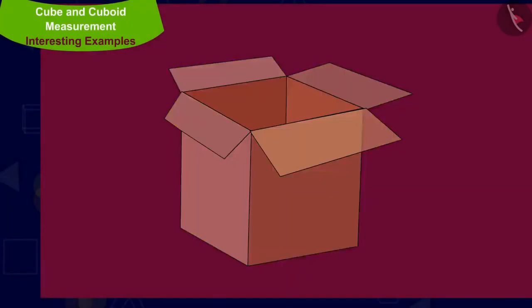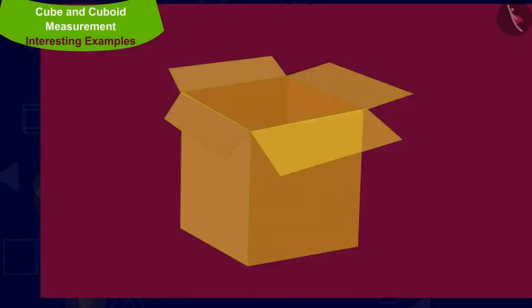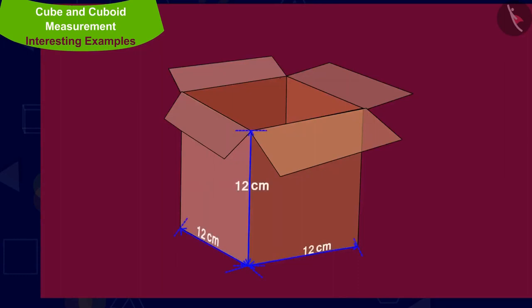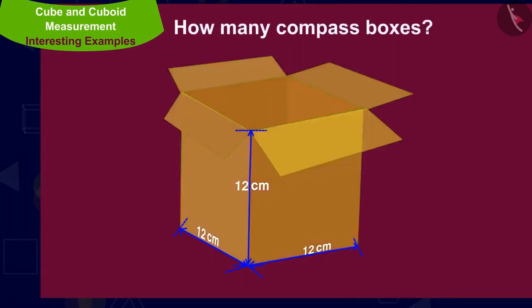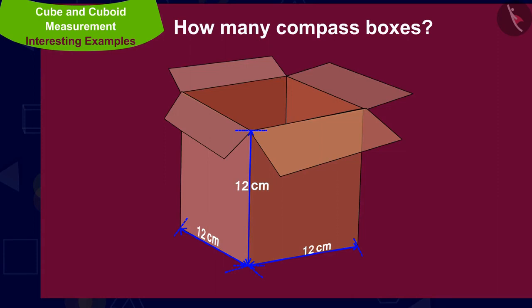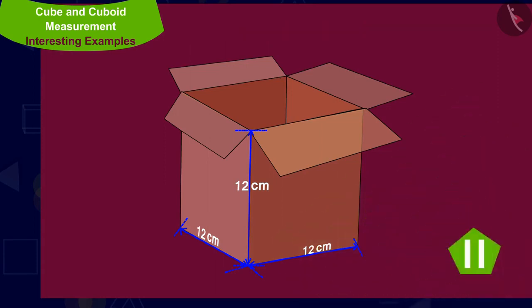Children, if the edges of Babban's cube shaped box are 12 centimeters each, then can you tell how many compass boxes Babban will be able to keep in this box? If you want, you can find the solution by stopping the video.